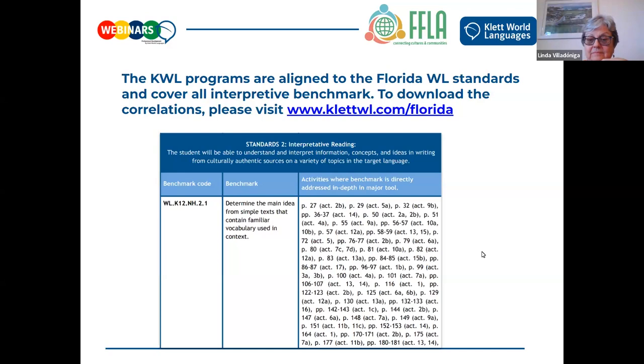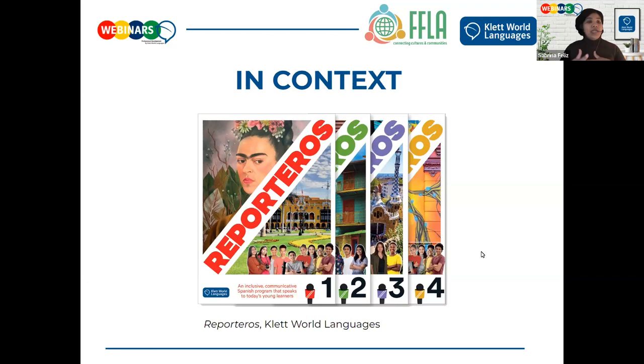Hey, Linda, just a quick thing. Maybe before we continue, we could read some of the answers that we got from the Padlet. Yes, please. Yes, let's see if some of the examples here will help.